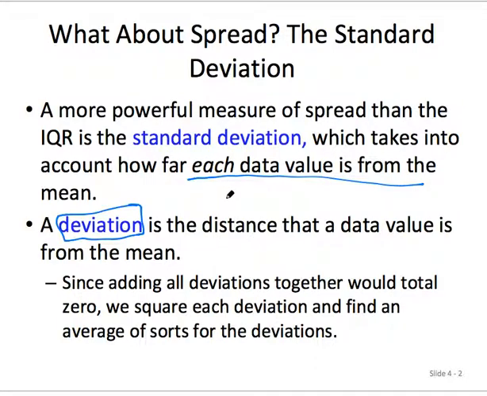So it's talking about spread, and range is just the highest value minus the lowest value, but standard deviation is looking at, given the mean of the data, how far away from the mean are all of the data. That's what we're looking at. So it's the distance that a data value is from the mean.